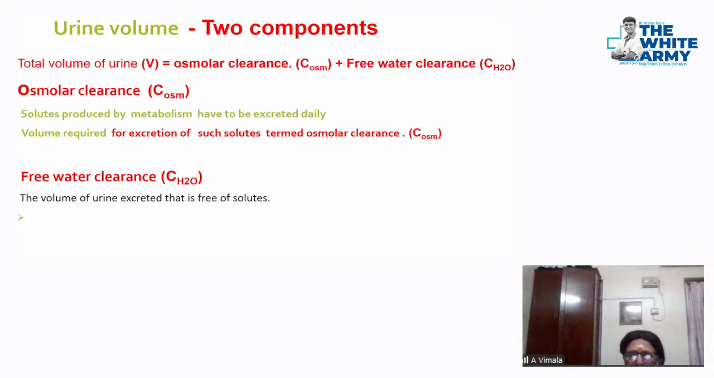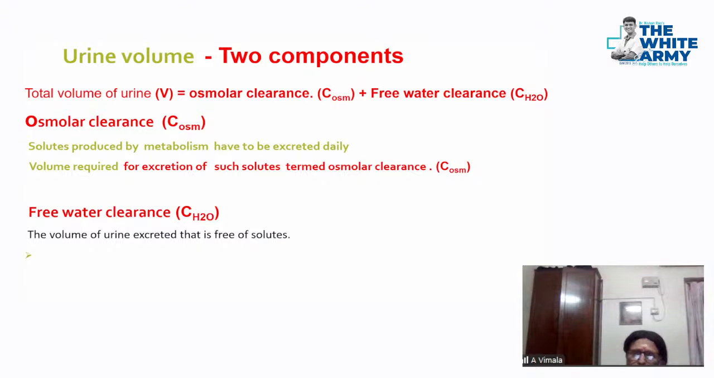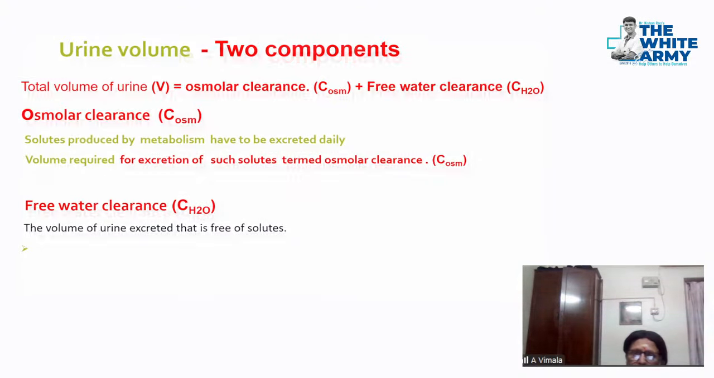So it has to be dissolved in a solvent, which is water, and the volume of water required to excrete it is the osmolar clearance, because it is the volume of water that contains the solute that is to be excreted. Similarly, if I ingest 60 milliequivalents of sodium daily, that 60 milliequivalents of sodium has to exit from my system, and that has to be dissolved in water. So that is an osmotic solute. That type of volume which is required to excrete the solute is called osmolar clearance.